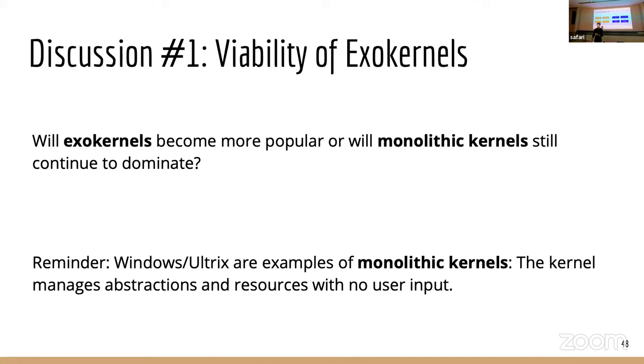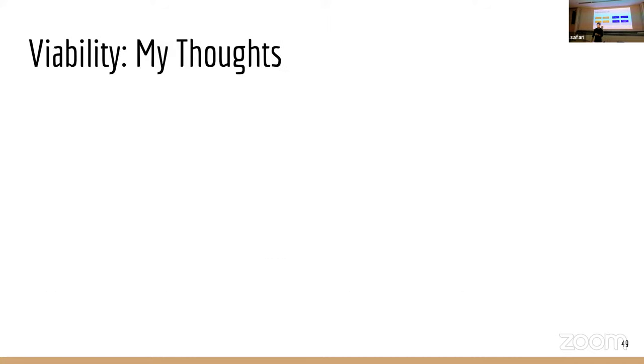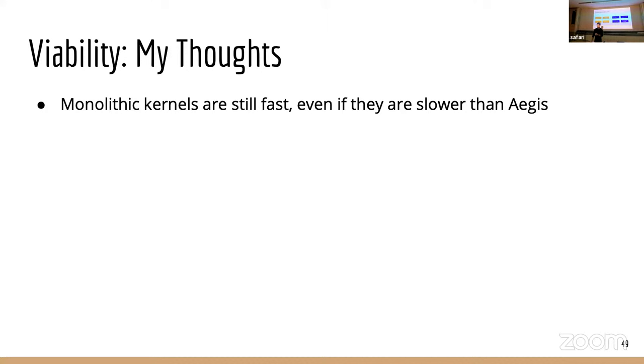Any other thoughts? Seeing as there are no more thoughts, I'll give a bit of my opinion. The monolithic kernels are still really fast, as you might have noticed with your own computers, even if they are slower than IGES. And this is a symptom of the general mindset of the field, which is if it's not broken, don't fix it. Some people in the room might have heard of the BGP protocol, for example, which is notoriously not great, but is still in wide use.